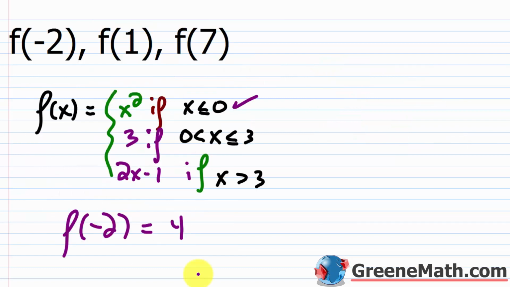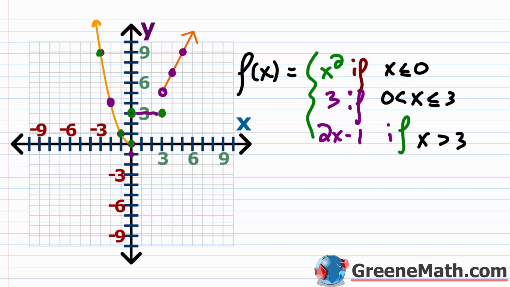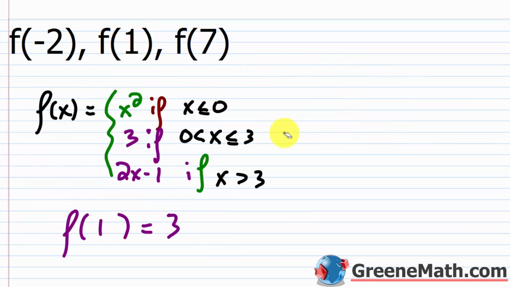Now, the next one is f of 1. So f of 1, and that falls in the category of being greater than 0 and less than or equal to 3. So here it's just 3, right? And you can verify that again by just looking at the graph. Here's 1. If I go up, I'm at 1 comma 3. That's where I'm going to be. All right, let's look at the last one.